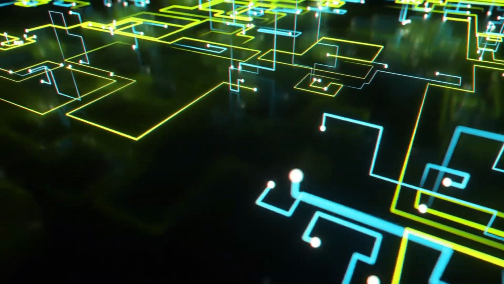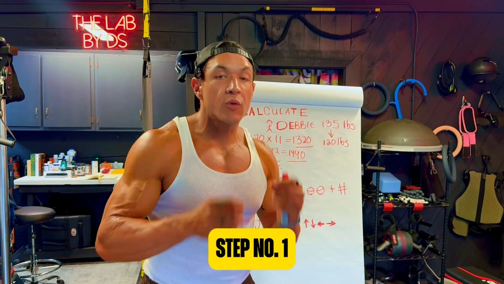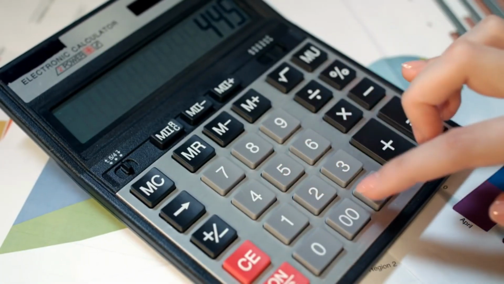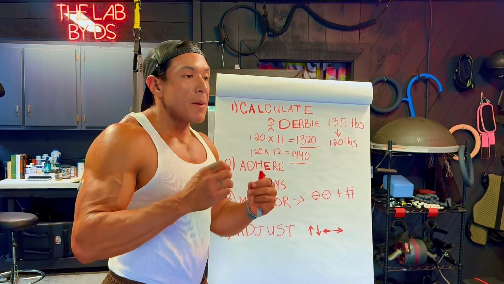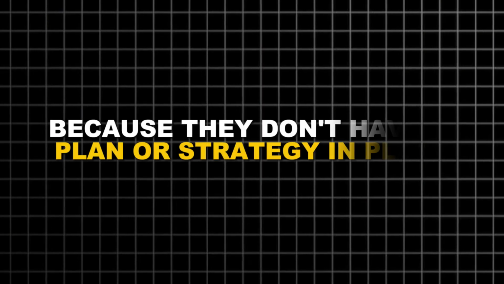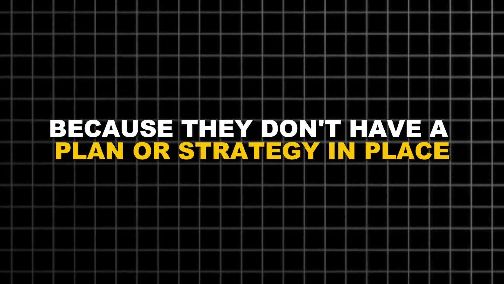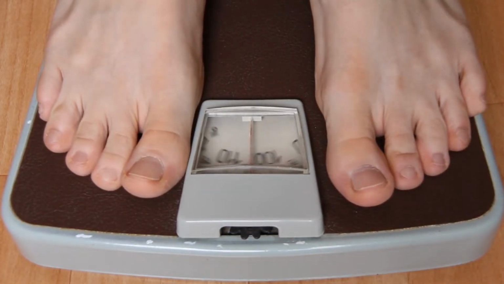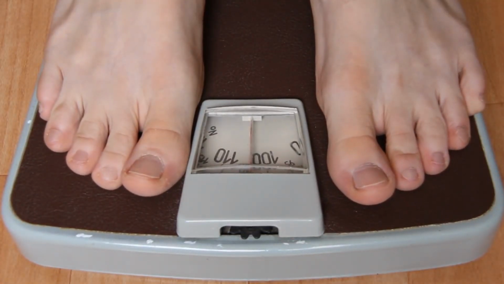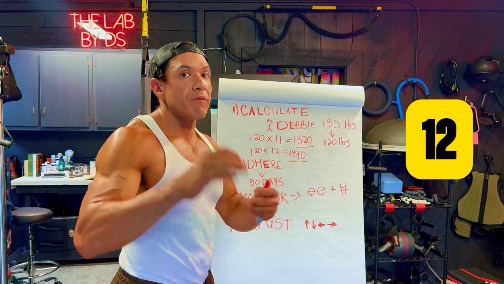So I've broken this system down into 4 components. Step number 1, we're gonna calculate. Now, calculation is the most crucial part because it gives us a place to start from. Most people fail at a diet because they don't have a plan or a strategy in place. This is the most important part, so you cannot skip this. We're gonna use 4 different numbers: your current weight, the weight you wanna get to, and then we're gonna use the numbers 11 and 12. Let me show you what I mean.